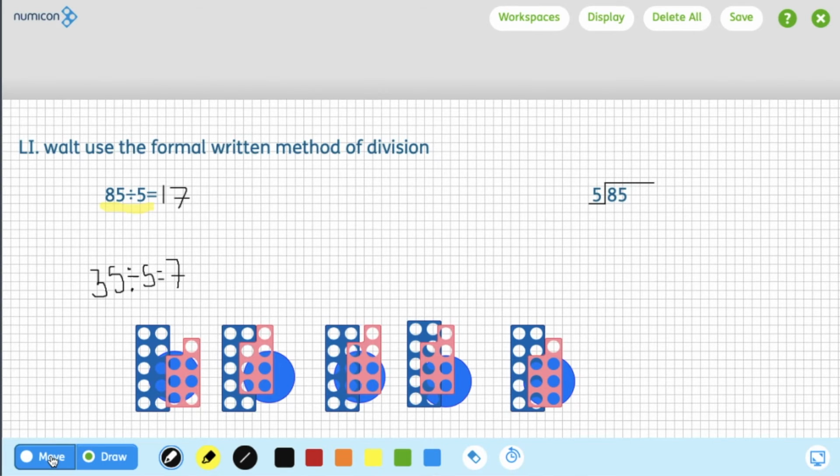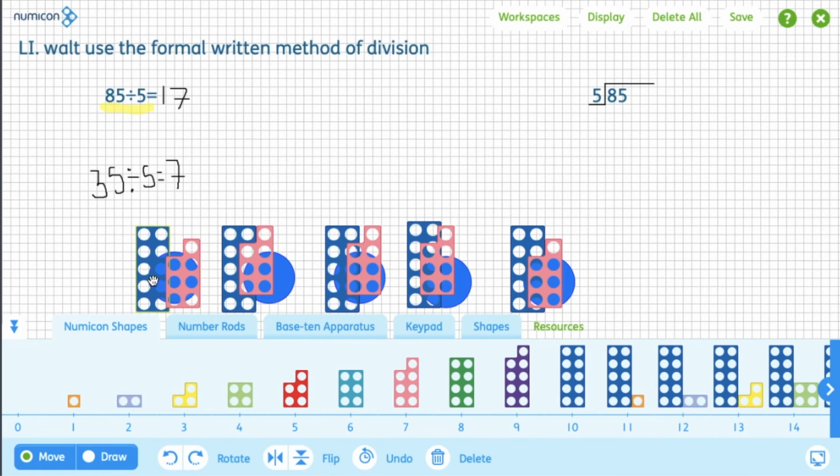Okay, so that's just to show you why we start with the 10s. We start with the 10s first, or the highest value column. So if you have thousands, it would be thousands. If you have 10,000s, it would be 10,000s, because we need to split up the biggest number first.